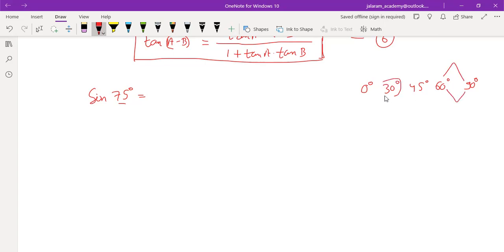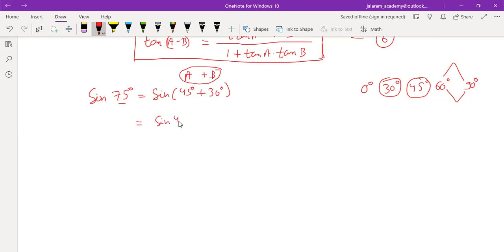So first we add these two angles, which are the standard angles, 30 degree and 45 degree. We know that 30 degree plus 45 degree equals 75 degree. So in place of 75 degree, first we write sine 45 degree plus 30 degree. Now it is in the form of sine A plus B, whose formula we have repeated several times. We know that sine A plus B equals sine A cos B plus cos A sine B.